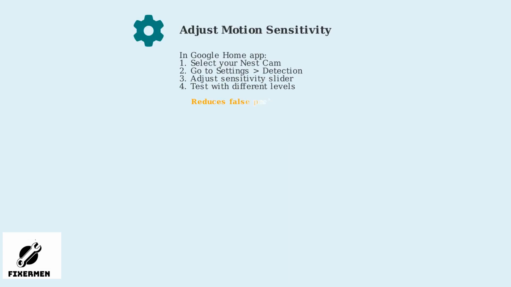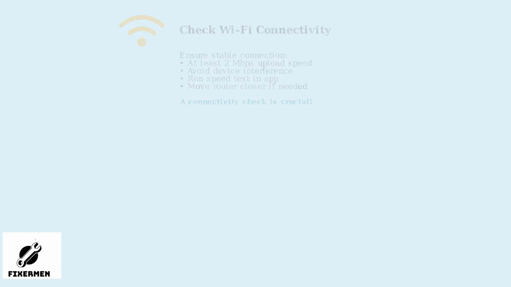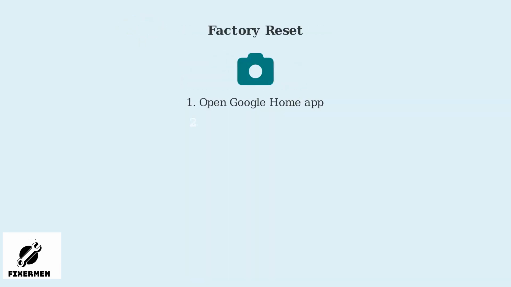This section walks you through the most common user-driven solutions. First, we'll show you how to adjust motion sensitivity settings in the Google Home app to reduce false positives or increase detection. Next, we'll cover how to ensure you have a stable Wi-Fi connection with at least 2 Mbps upload speed, avoiding interference from other devices. A connectivity check is crucial. Sometimes, a simple reset is all it takes.